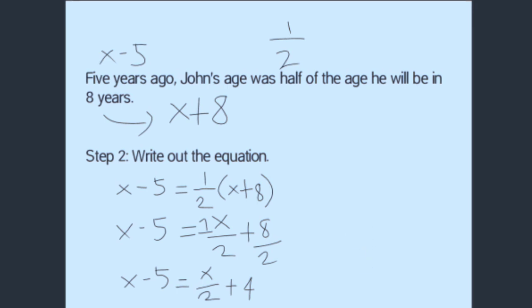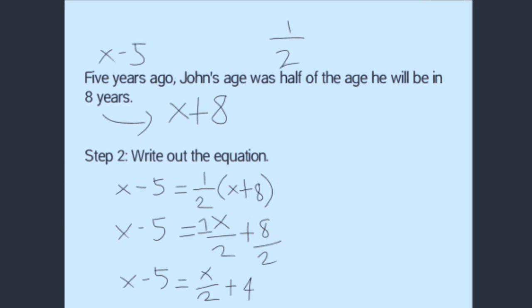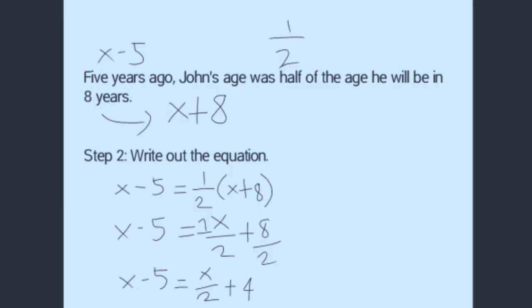So, now we distribute the value of 1/2 in the expression of x plus 8. So, we have x minus 5 equals 1 times x over 2 plus 1 times 8 over 2. So, we have simplified this. x minus 5 equals, we can easily delete the 1 there, okay? So, we have x over 2, so 8 divided by 2 is 4. So, we have now this equation.